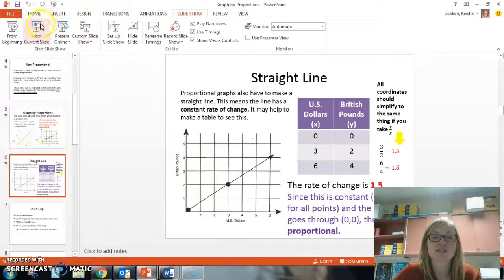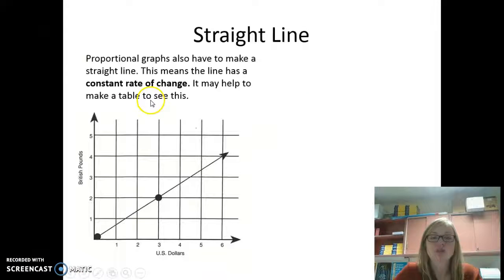So let's go back to the slideshow and talk about that. Proportional graphs also have to make a straight line. So this graph not only goes through 0, 0, but it also makes a straight line. If you have a graph that does not make a straight line, that's the second indicator as to whether it is proportional or not. If it does not make a straight line, it is not proportional.